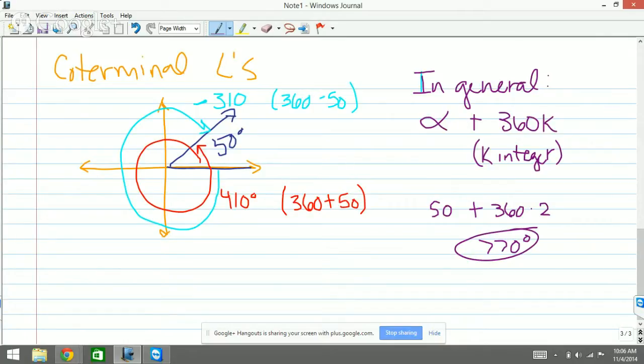Okay, 50 degrees, right? Add a rotation to it. It ends up in this spot. That's a coterminal angle, 410 degrees, 50 plus 360. They are two different angles. 50 is an angle and 410 is a different angle. But they're called coterminal because they end in the same spot. They look the same.